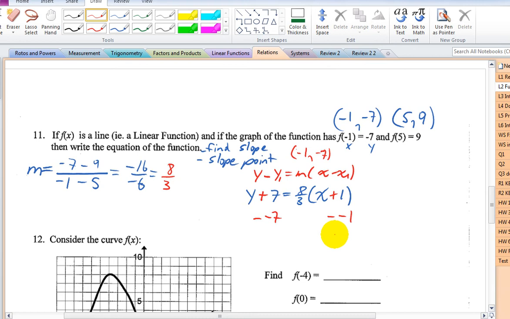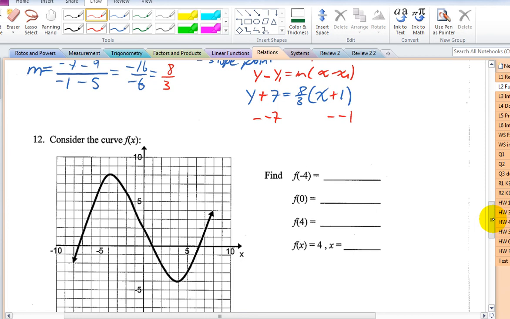The question should say put it into slope intercept, or put it into general if they want more. Otherwise, I'm happy like that unless I specify. But you always, 99% of the time, start with slope point. Okay. All right. So that's enough with numbers. Now let's look at the picture.